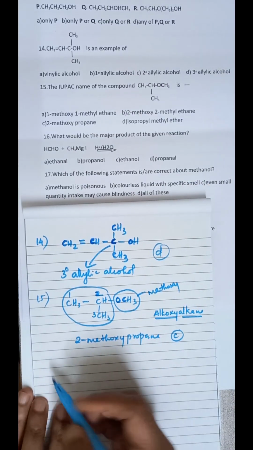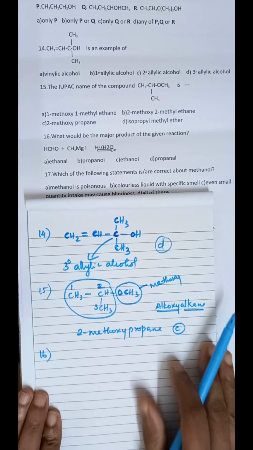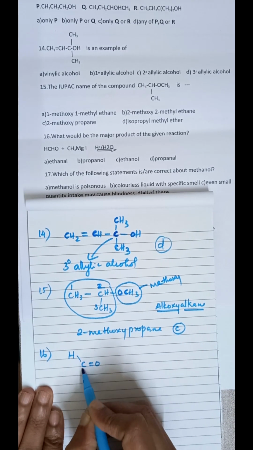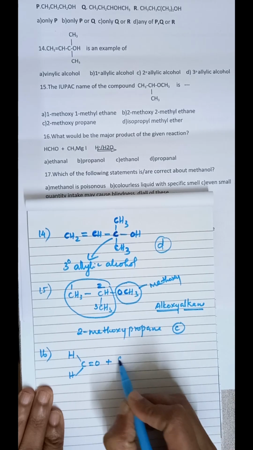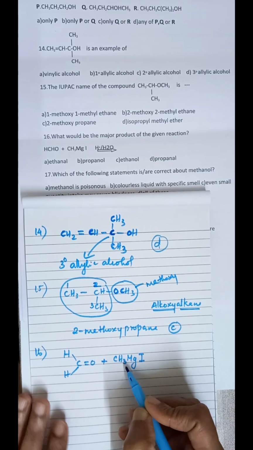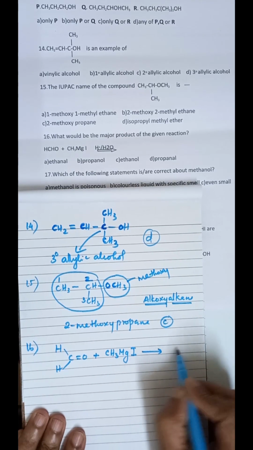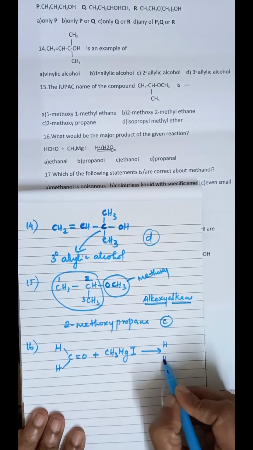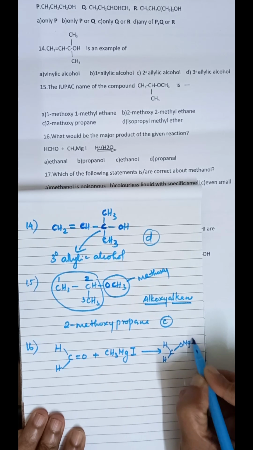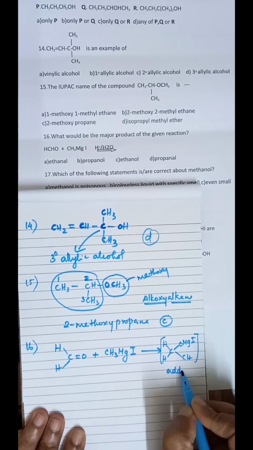Let's see the next question, that is 16. What would be the major product of the given reaction? So HCHO is formaldehyde, or methanal, and it reacts with CH3MgI, that is a Grignard reagent, an alkyl magnesium halide. Here it is methyl magnesium iodide. So there is an addition product. The addition product formed at first is CH3CH2OMgI. This is the adduct formed at first.